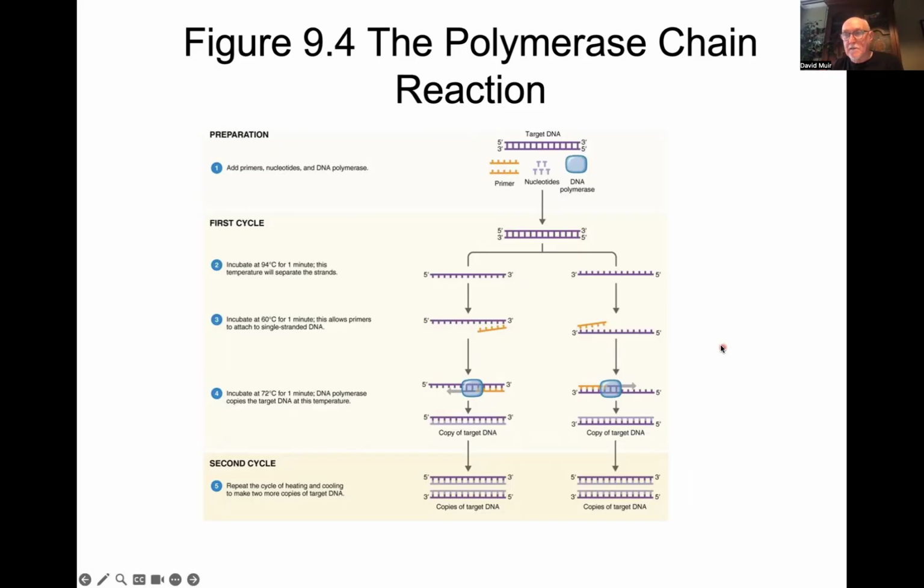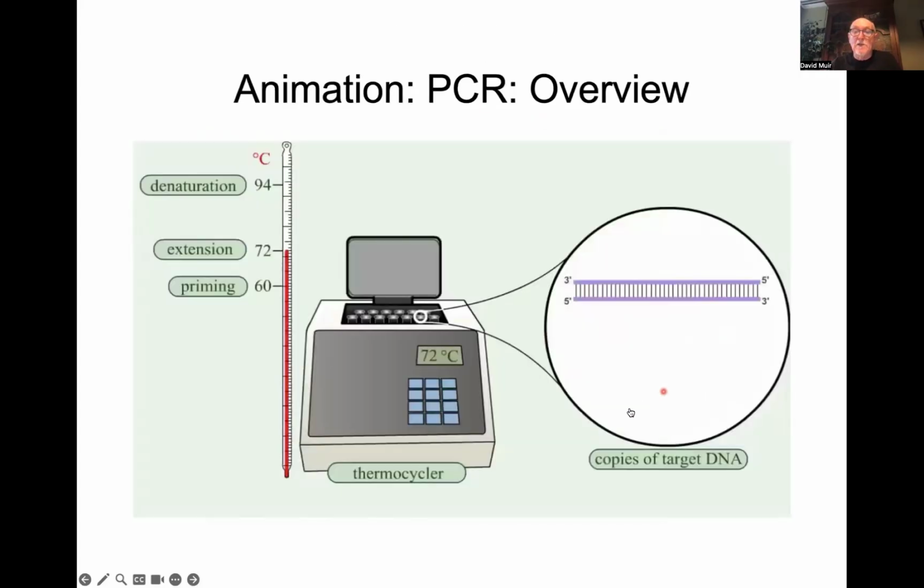But in that, we end up with billions of copies of the target DNA, because each round, all the DNA that we have is replicated all over again, and very, very rapidly. We end up with high concentrations of DNA. So here's a little movie.